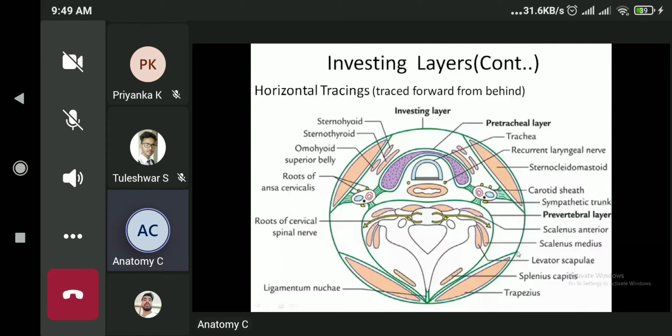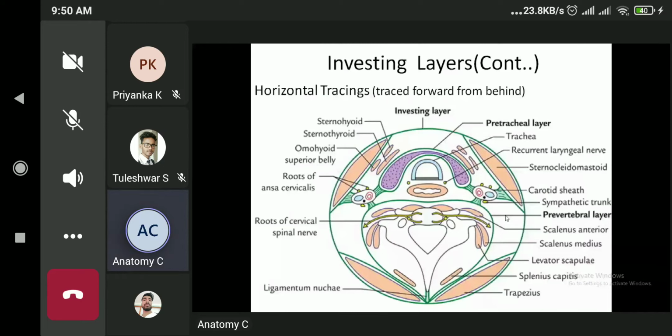So, have you heard about the anterior and posterior triangle of the neck? Have you? Yes. Are you there? Are you people listening? Yes, ma'am. Okay, so leave it.